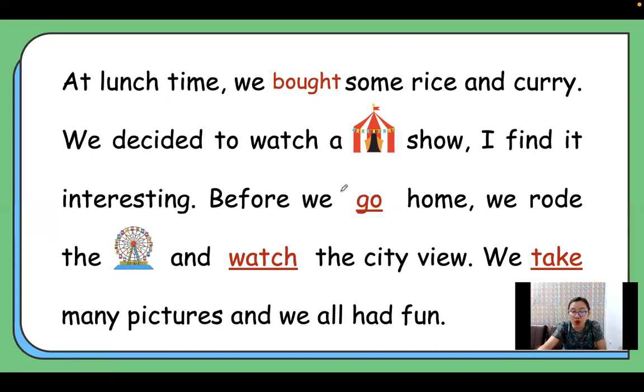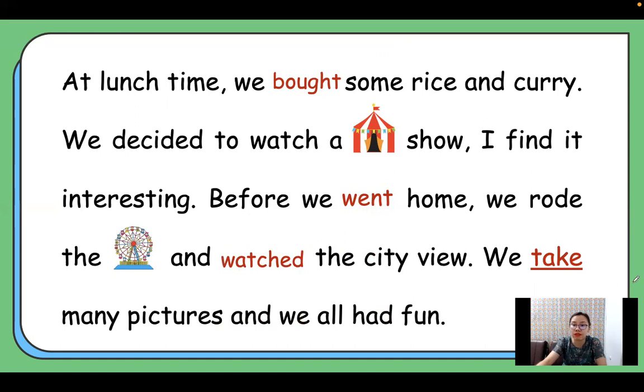Before we go, what is the past tense of go? Went. So before we went home, we rode the, what's this? Ferris wheel and watched the city view. We take. Take is an irregular verb. So take will transform into took. We took many pictures and we all had fun. Yay, very easy, very easy.